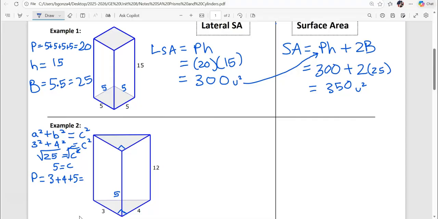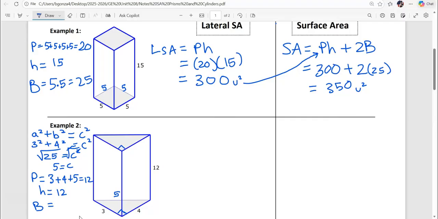What do y'all think? 3 plus 4 plus 5? It is 12. Now, do we know the height? Is it labeled between the 2 triangles? Yes, it's 12.